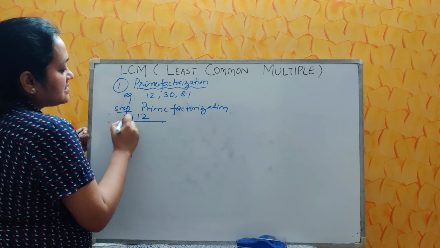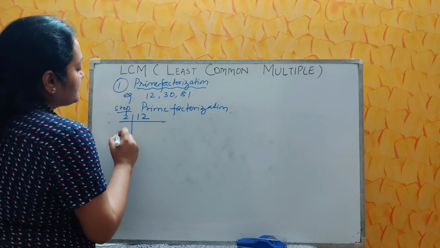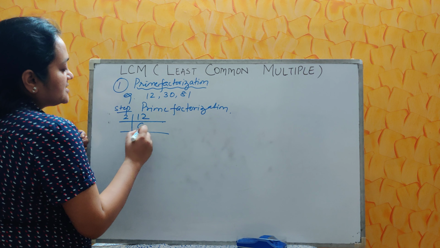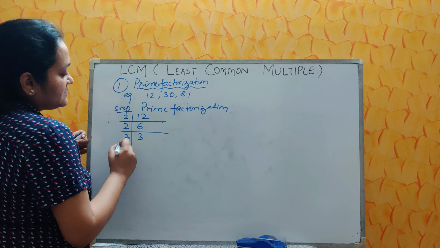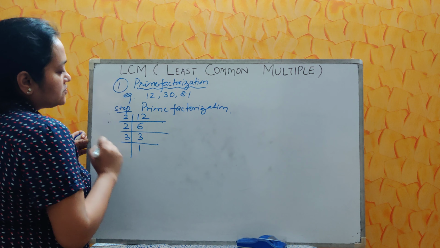I know 12 will be divisible by 2 as it's an even number. So 2 into 6 is 12. Again 2, 2 into 3 is 6. It will be divisible by 3. 3 into 1 is 3.